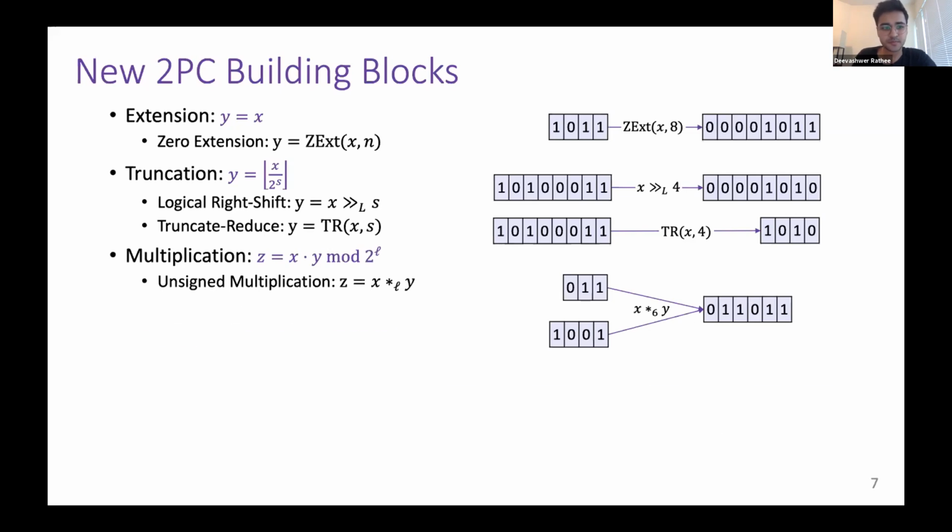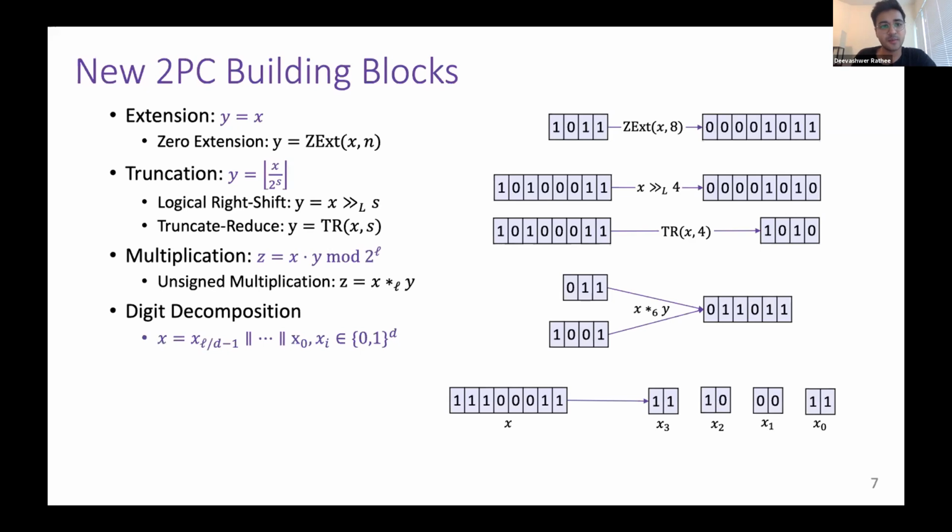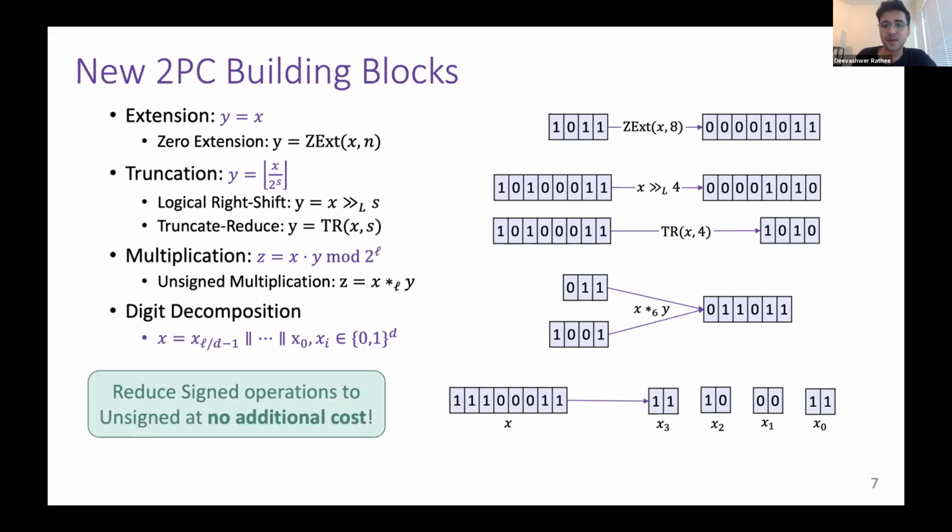So using this building block, we can actually multiply a 3-bit value with a 4-bit value and output a 6-bit value. And the final building block is digit decomposition, which takes the input and divides it into smaller bit chunks. So using this building block, we can take an 8-bit value and divide it into 4 chunks of 2 bits each. The examples I've provided here are for unsigned operations. We also have signed variants of these operations. And in the paper, we show how to reduce signed operations to unsigned at no additional cost.